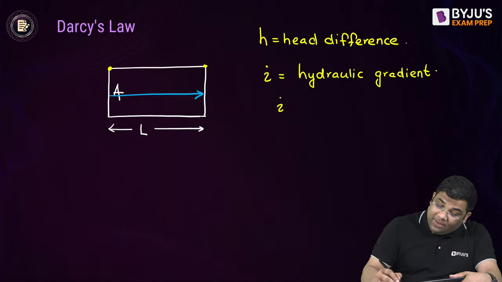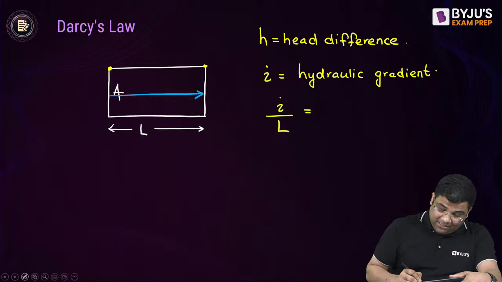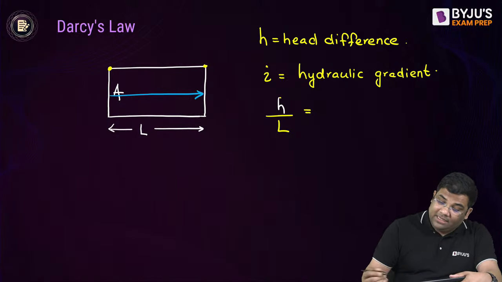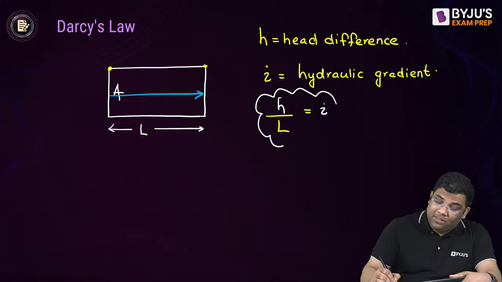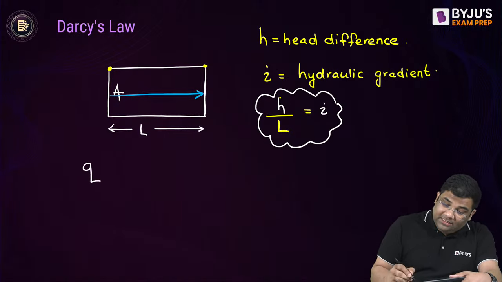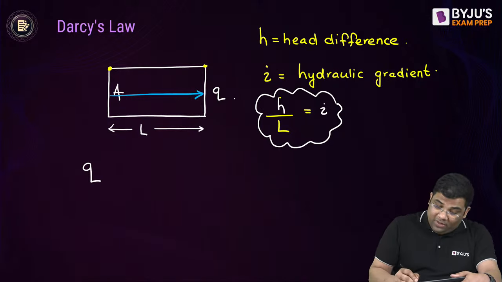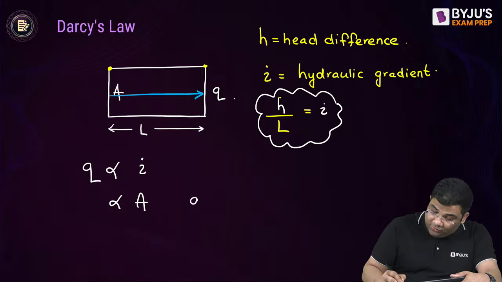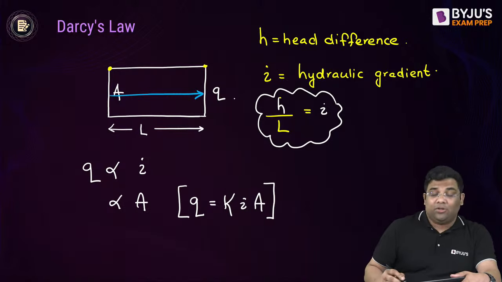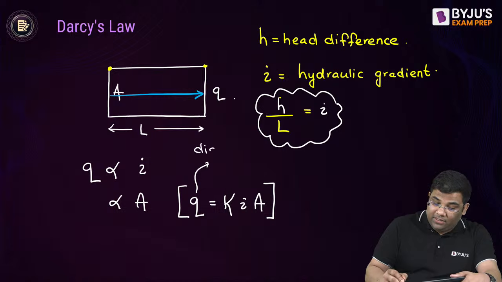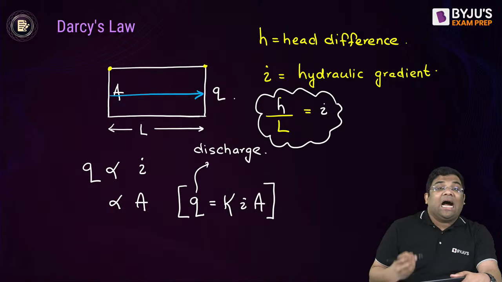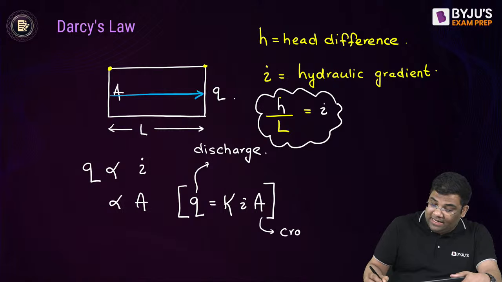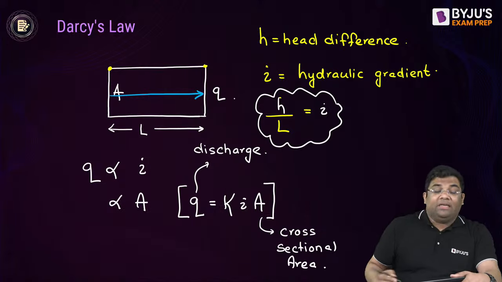The head difference by the drainage path, H by L, is the hydraulic gradient. So as per Darcy's law, the discharge across this soil layer will be directly proportional to I and directly proportional to A. We introduce a constant of proportionality, K, and this equation is Darcy's law: Q equals K I A, where Q is the discharge of water, I is the hydraulic gradient and A is the cross-sectional area. Yes, it's an important equation, Darcy's law.